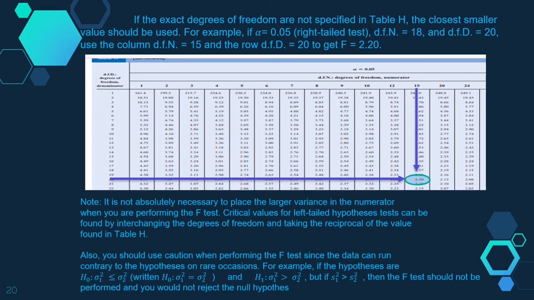on rare occasions. For example, if the hypotheses are H sub 0: sigma squared sub 1 is less than or equal to sigma squared sub 2, written as H sub 0: sigma squared sub 1 equal to sigma squared sub 2, and H sub 1: sigma squared sub 1 greater than sigma squared sub 2. But if s squared sub 1 is greater than s squared sub 2, then the F-test should not be performed and you would not reject the null hypothesis.